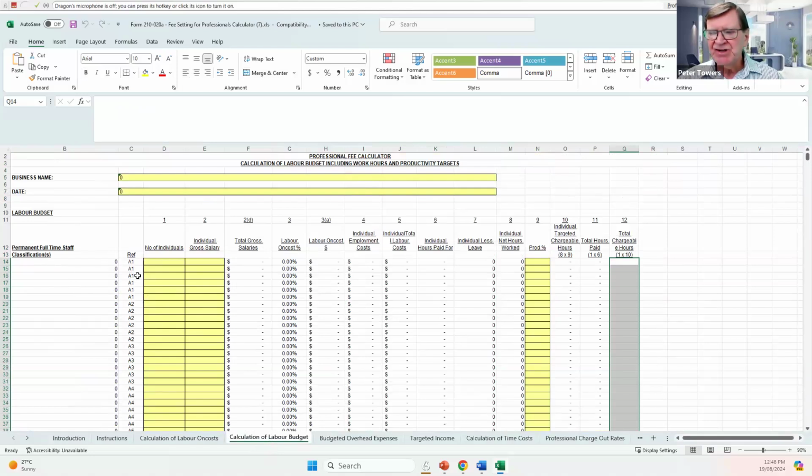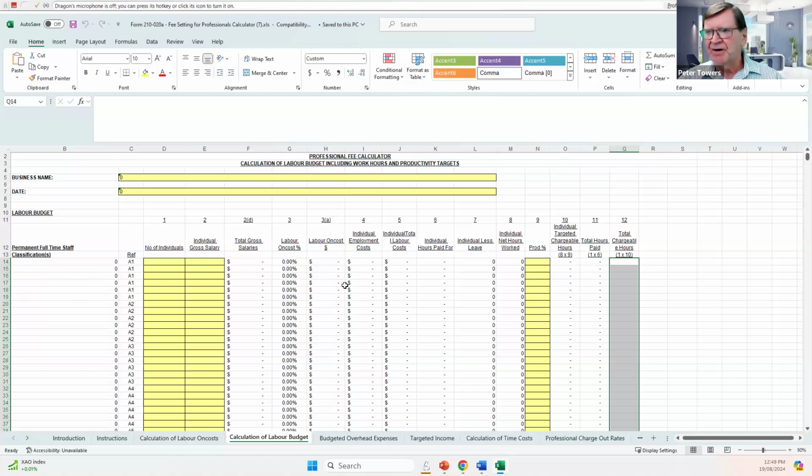So the classification that you put into A1 or A2 or A3, the various reference numbers would then get transferred. Sorry, I've said that around the wrong way. The percentages are transferred across. You complete what's in the yellow, so it's the number of people, what the individual gross salary is. System will calculate the total. The labour on-cost percentage has been transferred from the on-cost calculation.